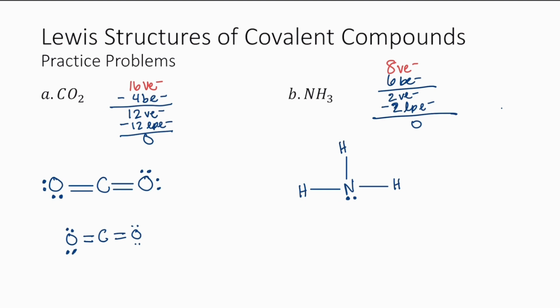Each one of my hydrogens fulfill their duets, and nitrogen has 6 electrons from bonds, 2 from lone pairs for a total of 8 electrons. This is also something I get asked a lot. These 2 Lewis structures are the same. It really doesn't matter which way you want to draw them.